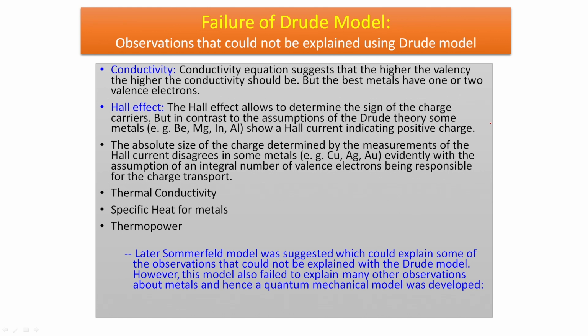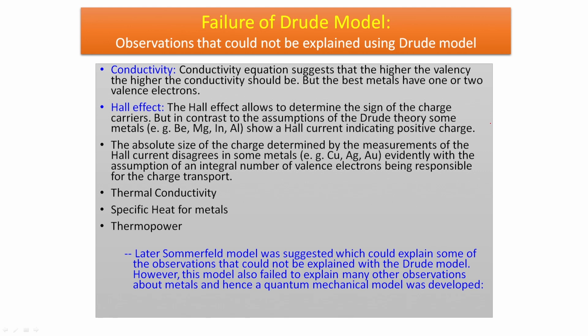So, I just put a note at the end. Later on, the Sommerfeld model, which modified the Drude model, could explain some of the observations that could not be explained by the Drude model. However, this model also failed to explain many other observations about metals, and hence a quantum mechanical model was developed.